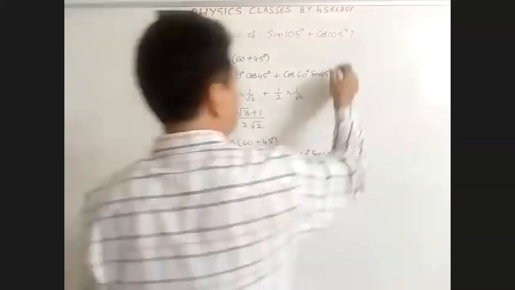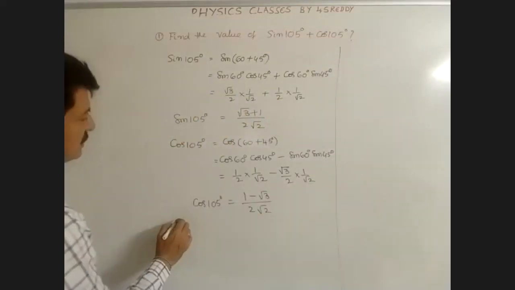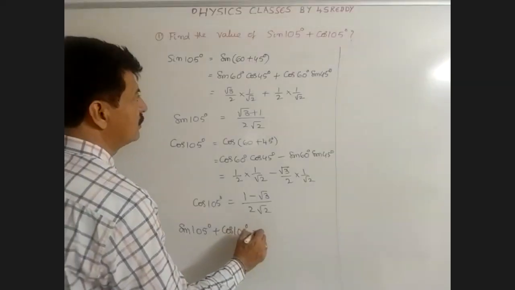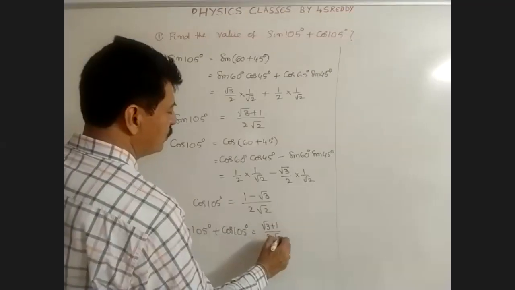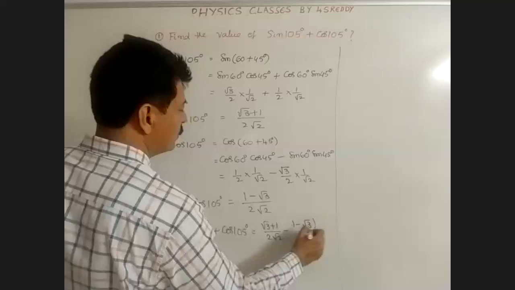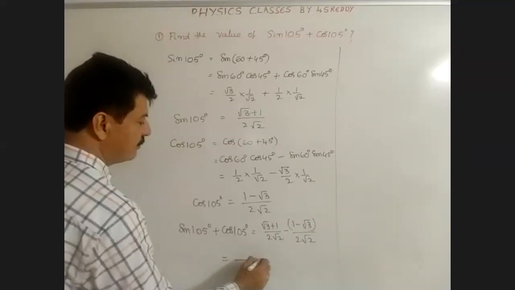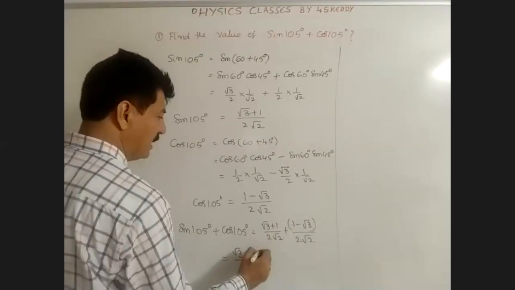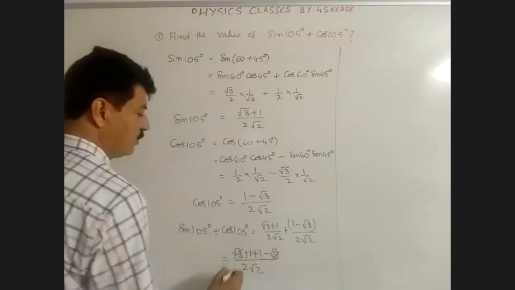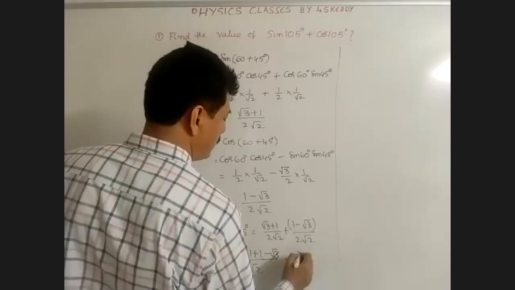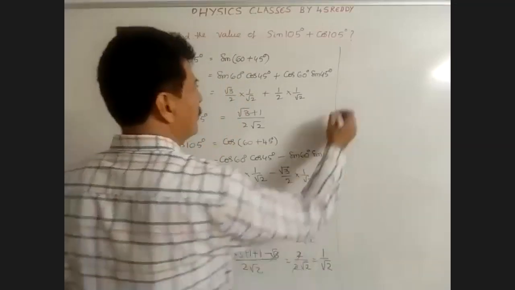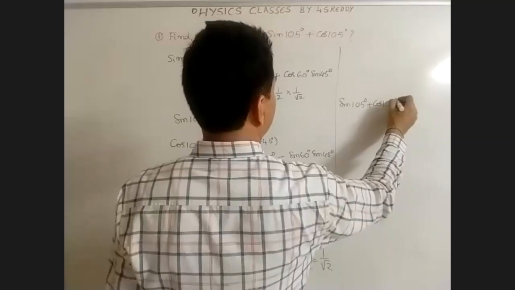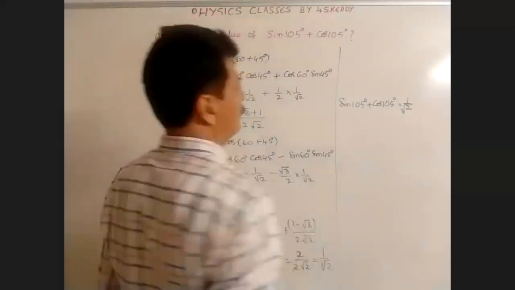But you are asked to find the sum of these two. Then sine 105 plus cos 105 is equal to root 3 plus 1 by 2 root 2 plus 1 minus root 3 by 2 root 2. Then what is the LCM? 2 root 2. That is root 3 plus 1 plus 1 minus root 3. The root 3 cancels, 2 by 2 root 2 gives 1 by root 2. Therefore, sine 105 degrees plus cos 105 degrees is equal to 1 by root 2. That is the answer.